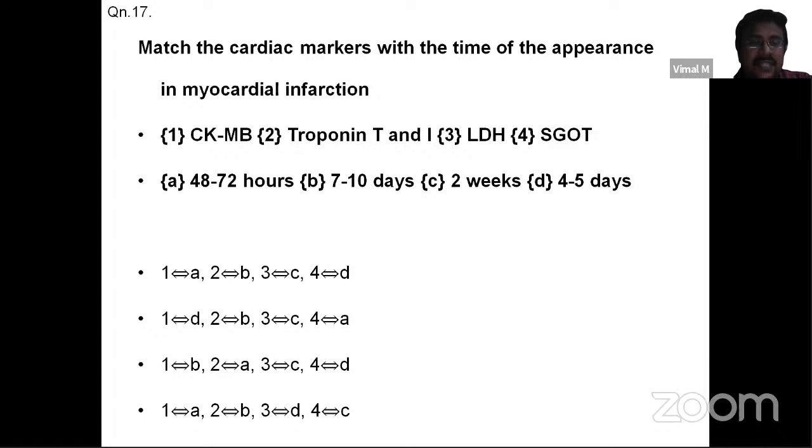Now moving on to the other question: match the cardiac markers with the time of appearance in myocardial infarction. Yes, it is a similar type of extended MCQ, that is the matching type of MCQ. They have given 4 markers and 4 different times, and they are asking you to match the time at which each will be elevated, or the ideal time for measuring these markers. The options given are 48 to 72 hours, 7 to 10 days, 2 weeks and 4 to 5 days.